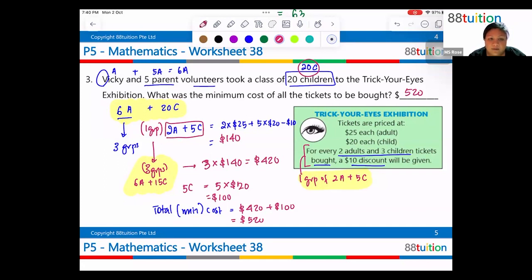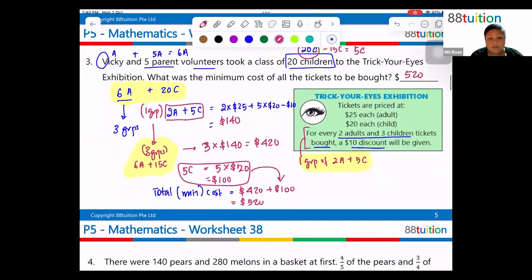One group is made up of 2 adults and 5 children. So 3 groups is made up of 6 adults and 15 children. Am I right? So that means if I take away 15 children from here, what am I left with? 5, right? So that's where I have this 5 children extra that I have to add on. Okay? All right. Okay, questions? No?